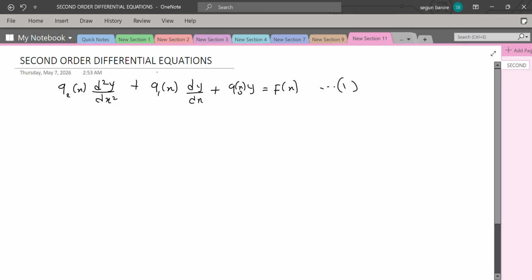Why do we call it the second order differential equation? Because the order is just the highest derivative present. The highest derivative present in this equation is 2, so it is called second order.